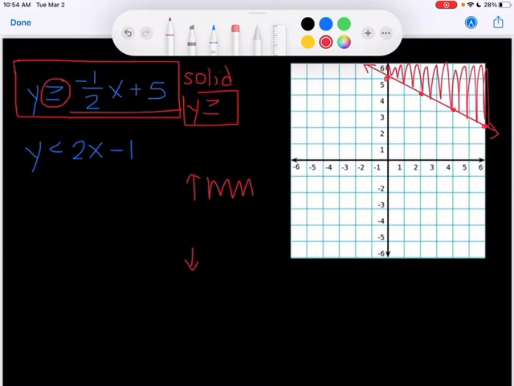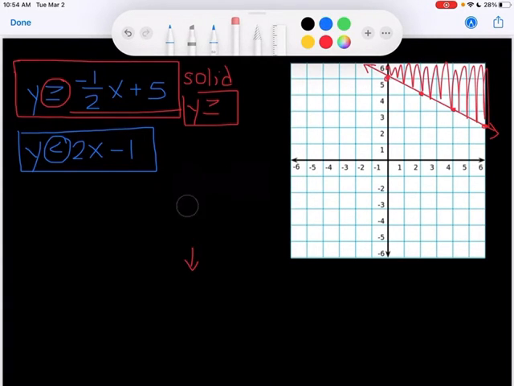All right, you can also do test points, but I think that confuses students more, so I'm just going to say if it says y is greater than, you shade above it. If it says y is less than, you shade below it. So I'm going to do the next one in blue. Okay. Now, this does not include an equal to sign in it. So we are going to be using a dashed line.